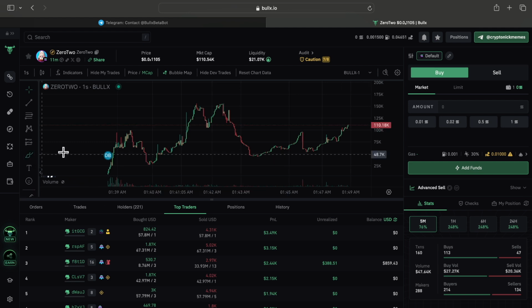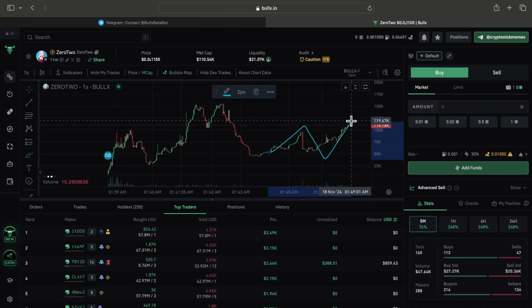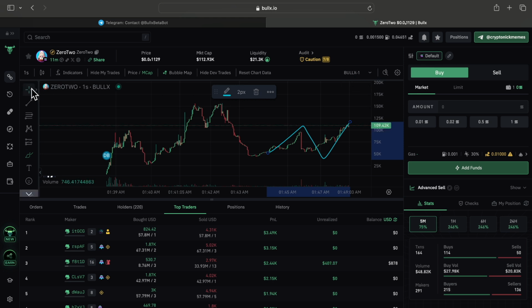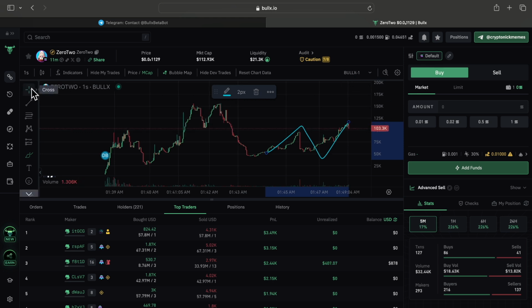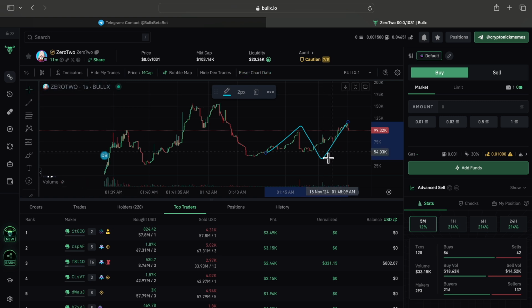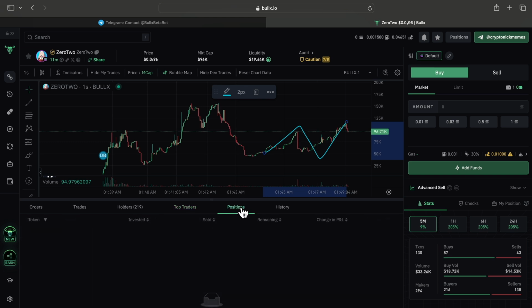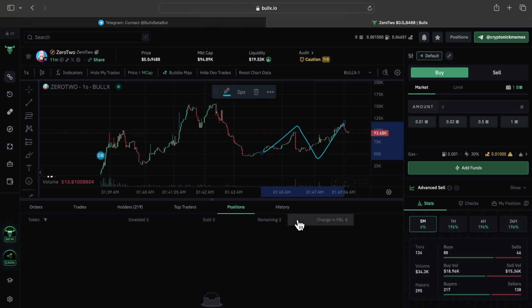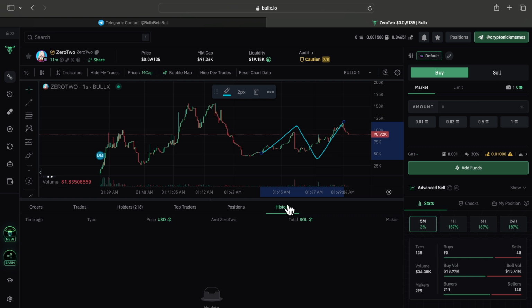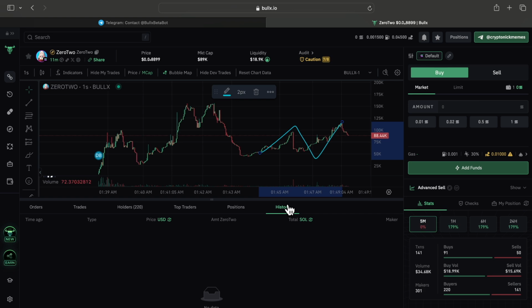And the pattern that you want to look at is higher lows, which is sometimes hard to identify when it comes to smaller market cap coins, but with time you'll learn to see those patterns. But it works best with bigger market cap meme coins. You can also see your positions if you have bought the coin and history of transactions. For example, if we trade the coin multiple times, you have multiple buys and sells, it will all be recorded and you will be able to view it right here.